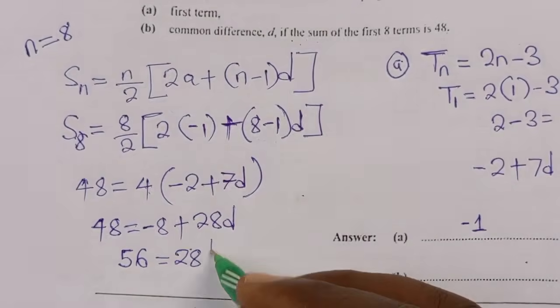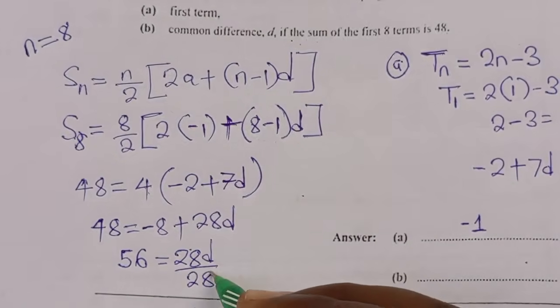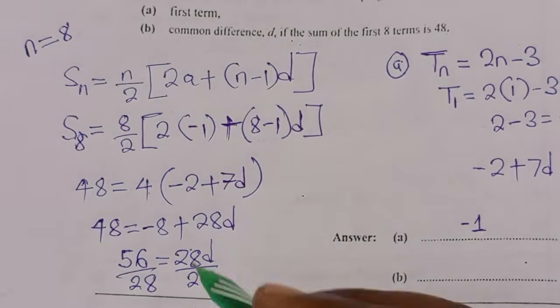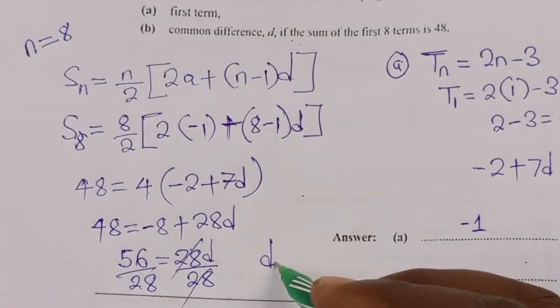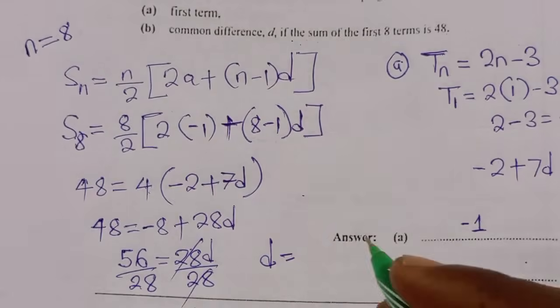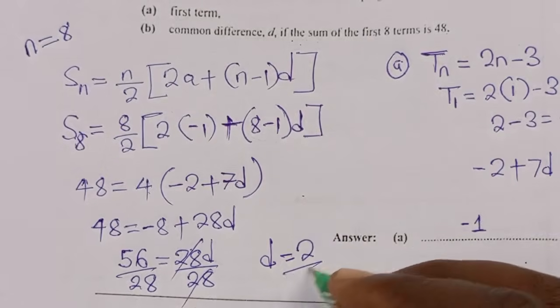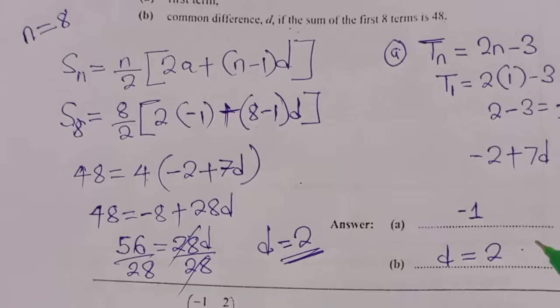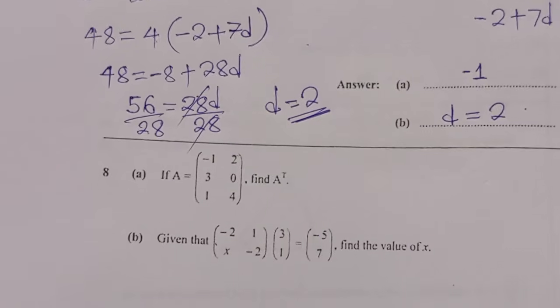So I divide both sides by 28 because I want to find d. The 28s cancel. So d is equal to what? 56 divided by 28 is 2. So d is 2. The common difference is equal to 2. You are done. This is how you need to answer.